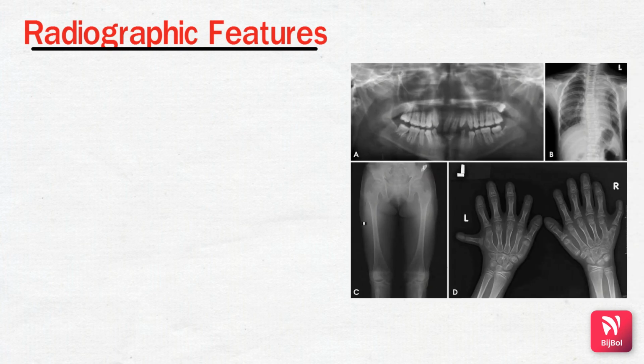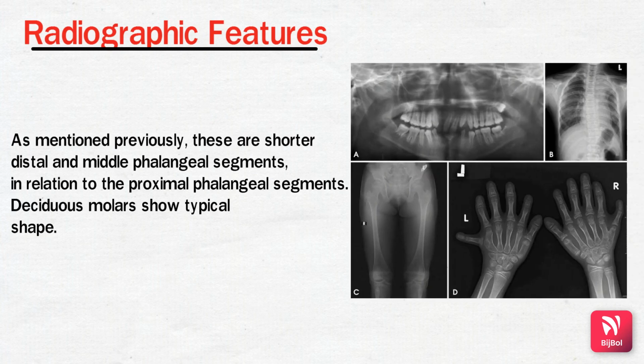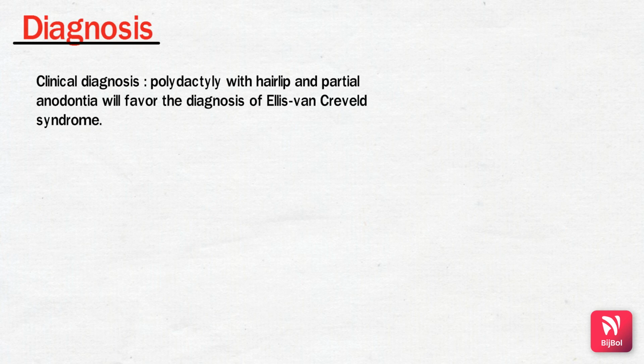Moving to the radiographic features, as mentioned previously, these patients have short distal and middle phalangeal segments in relation to the proximal phalangeal segments. Deciduous molars showing the typical crenate tooth will give us the diagnosis of chondroectodermal dysplasia. Now, how do we diagnose this condition? Presence of polydactyly with a hair lip and a partial anodontia will favor the diagnosis of Ellis-van Creveld syndrome.